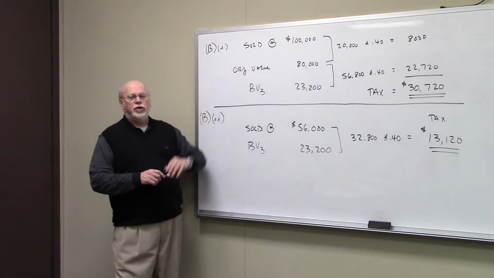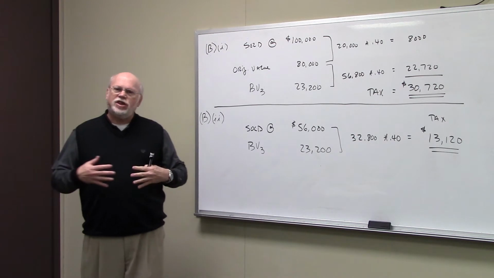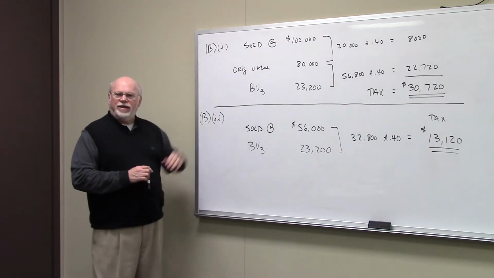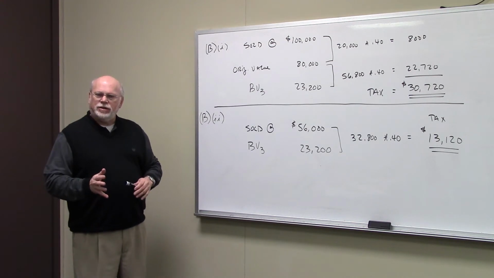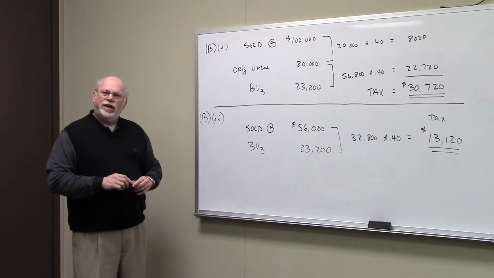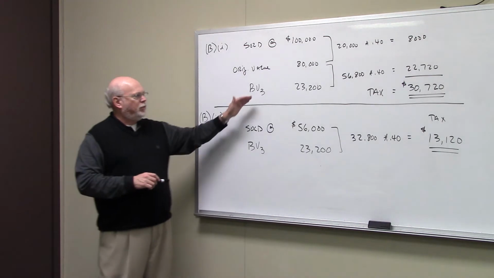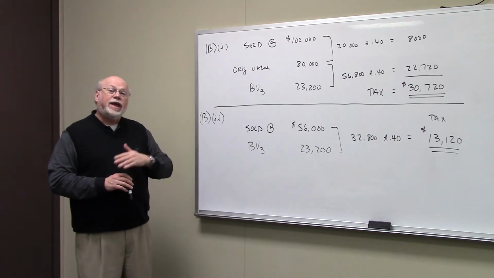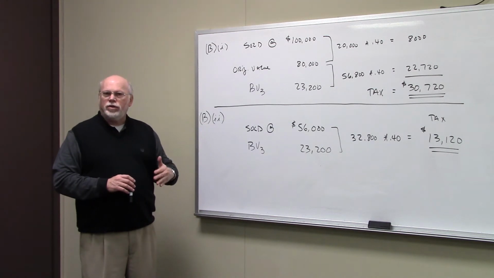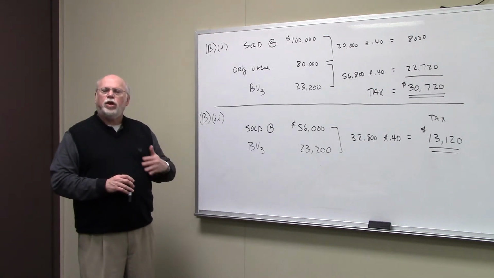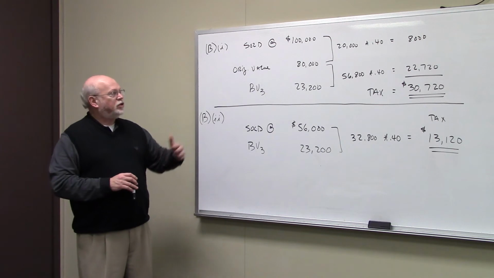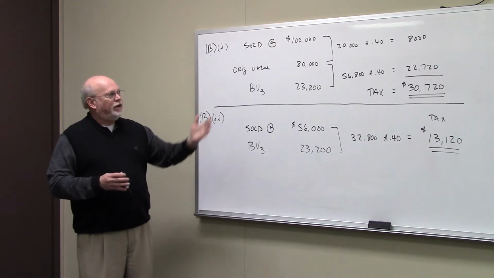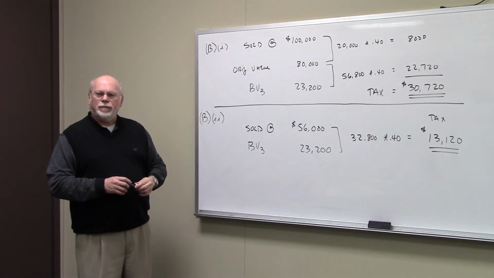So in the first scenario, they say we sold the asset for $100,000. The original depreciable value of the asset, you should note, was $80,000. And in the A part, we calculated the book value of the asset. The book value of the asset is $23,200. Anytime you sell an asset for more than its original depreciable value, you're going to have a capital gain. So the difference between $100,000 and $80,000, that's a capital gain of $20,000.